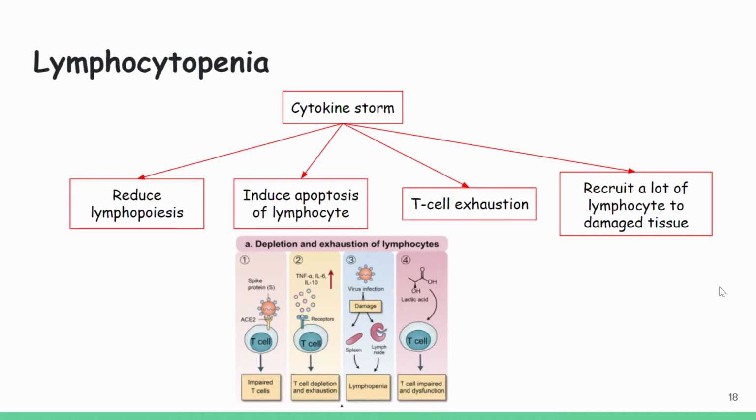The second is T cell depletion and exhaustion. Increased inflammatory cytokine levels promote depletion and exhaustion of T cells. The third is viral infection, where SARS-CoV-2 directly damages lymphatic organs such as the spleen or lymph nodes, which can cause lymphocytopenia. The last one is that inflammation can raise the lactic acid level, which can inhibit lymphocyte proliferation and cause dysfunction. All of these can cause lymphocytopenia and make the CBC parameter abnormal, and we can screen for or diagnose COVID-19 patients.